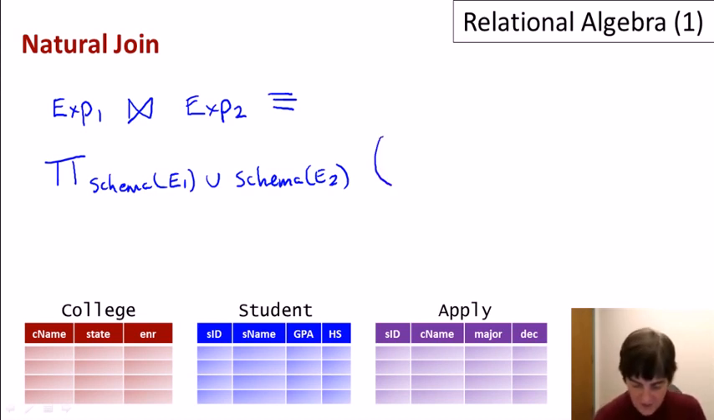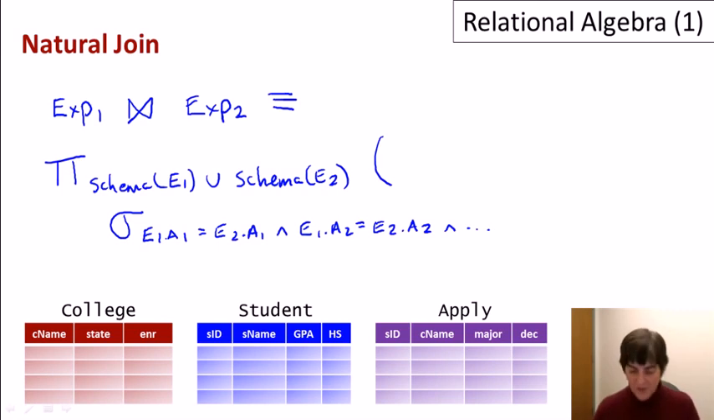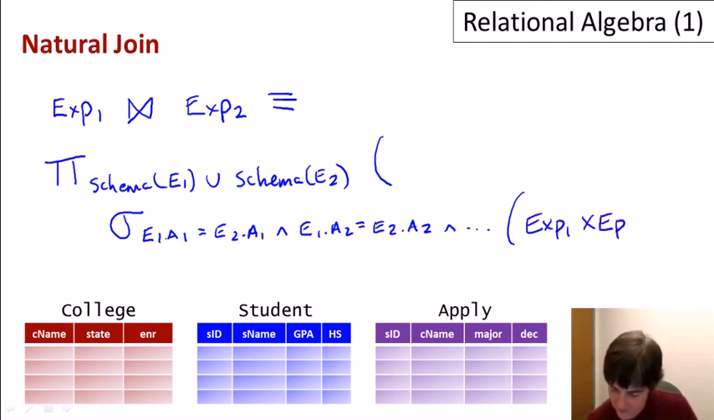Over the selection of, now we're going to set all the shared attributes of the first expression to be equal to the shared attributes of the second. So I'll just write E1.A1 equals E2.A1 and E1.A2 equals E2.A2. Now these are the cases where, again, the attributes have the same names, and so on. So we're setting all those equal, and that is applied over expression 1 cross product expression 2. So again, the natural join is not giving us additional expressive power, but it is very convenient notationally.